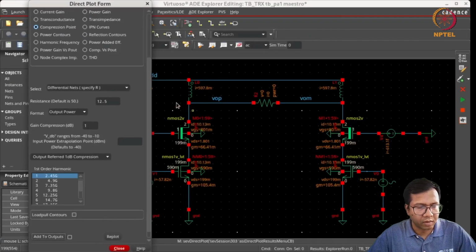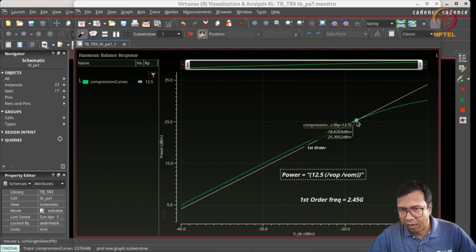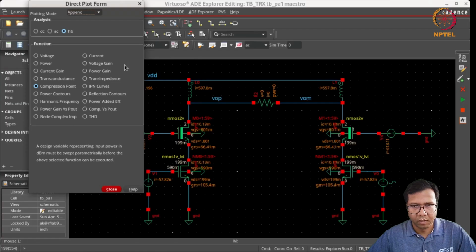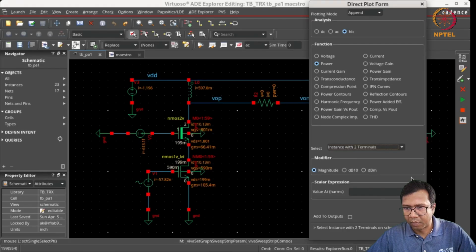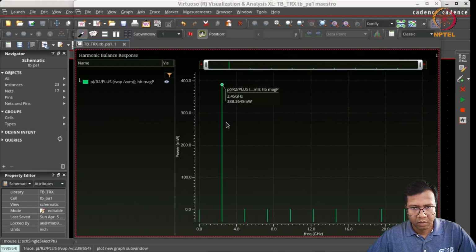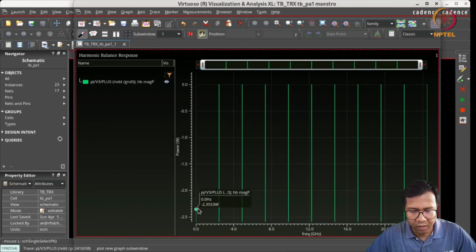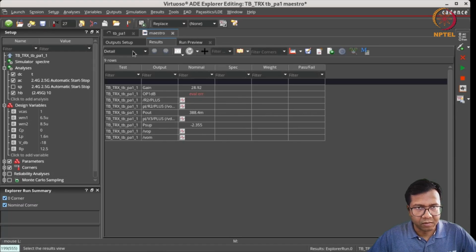So to do that, we need to find what is the input power corresponding to the 1 dB compression point. So that power is around minus 18 dBm. Minus 18 dBm we are setting as the input power level. So we can find out the efficiency by finding out what is the RF power at the load and how much is the power supplied by the DC source. So we can find this power at fundamental to be 388 milliwatt, and similarly we can find the power supplied by the DC source as 2.3 watts, and we can find the efficiency by taking the ratio.